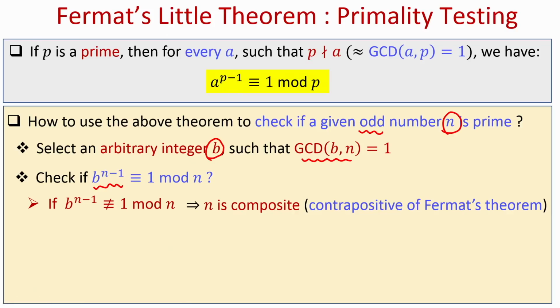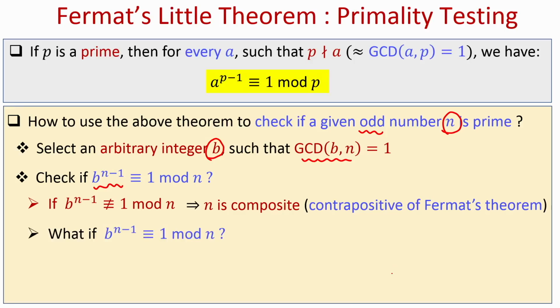So, the contrapositive of that will be, if you have a number a which is co-prime to p, and if a to the power p minus 1 is not congruent to 1 modulo p, then that implies that p is not prime, even though a is co-prime to p. That is a contrapositive, and that is precisely what we are using here.